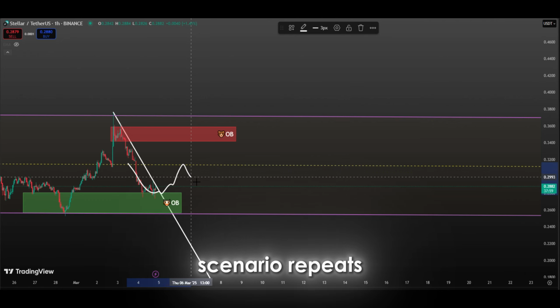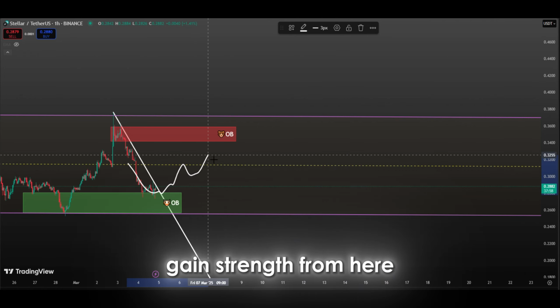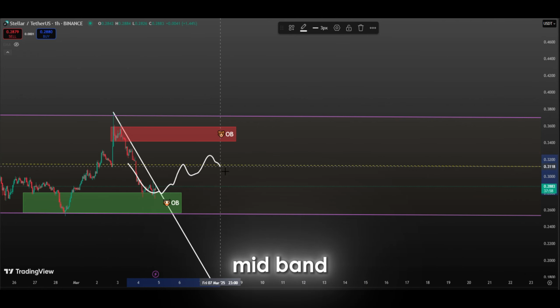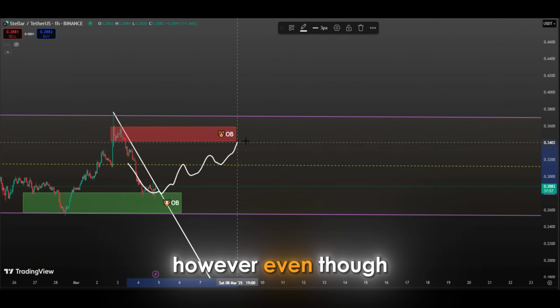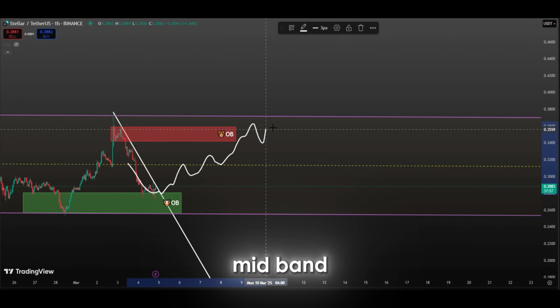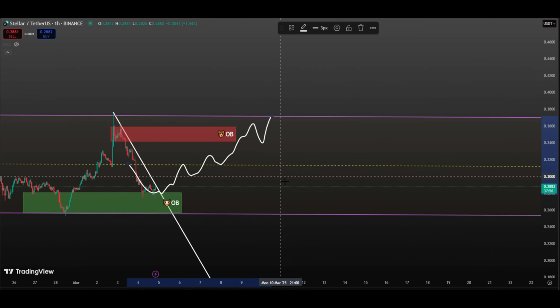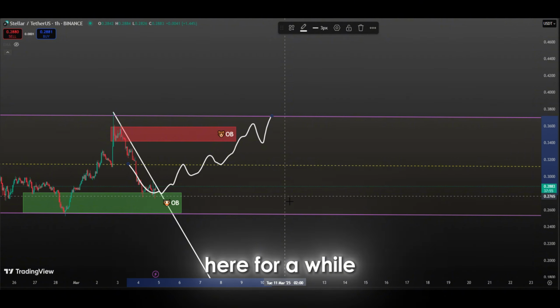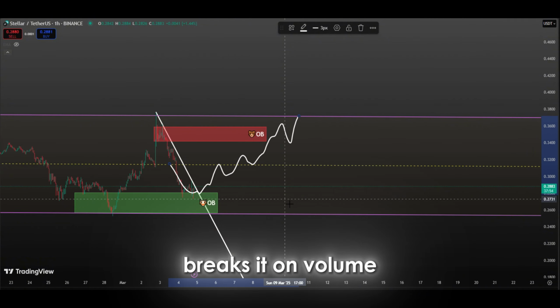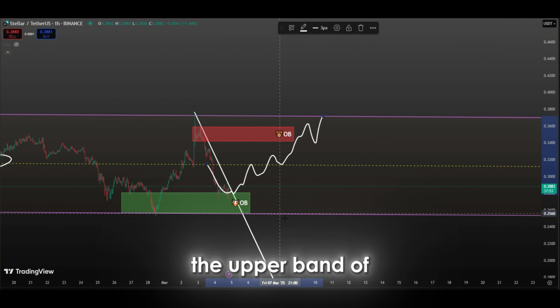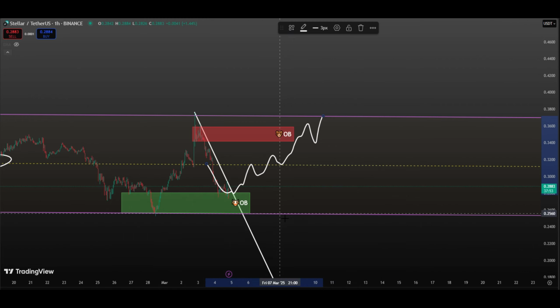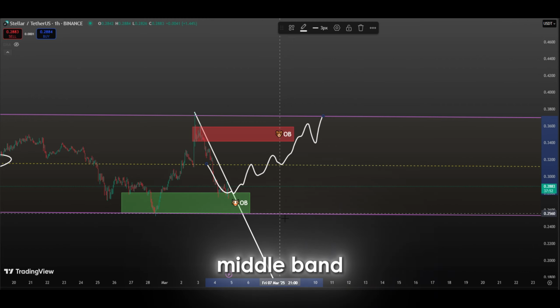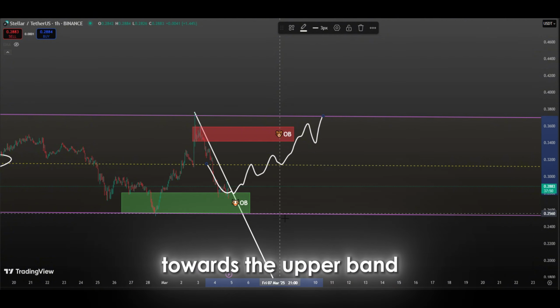If the same scenario repeats, the price may gain strength from here and continue to rise towards the mid-band. However, even though the price is currently approaching the mid-band, it has not yet broken it completely. The middle band usually works as short-term resistance, and the price may be stuck here for a while. If the price breaks it on volume, a move towards the upper band of the channel could take place. However, the selling pressure from the middle band may cause the price to move back to the lower band. If the price can break the middle band, it may move towards the upper band.